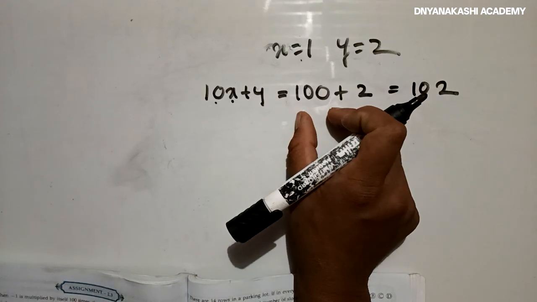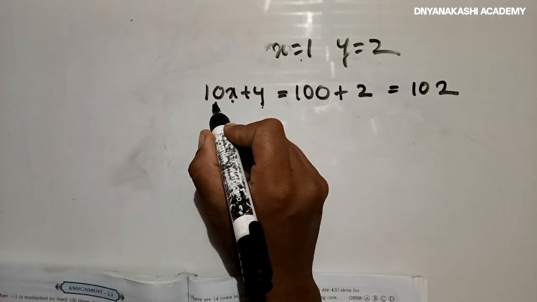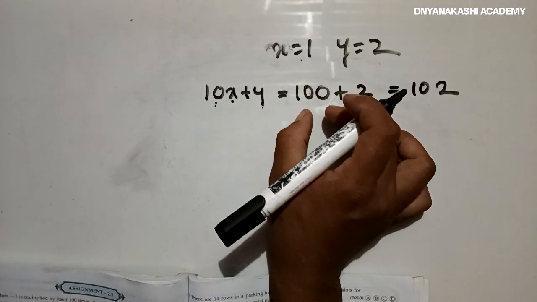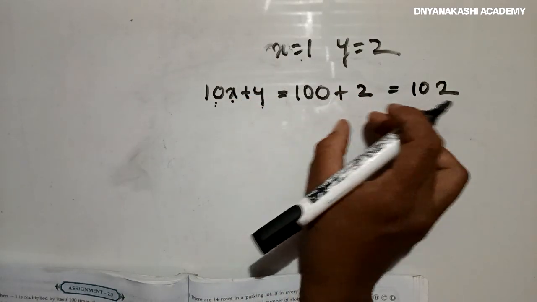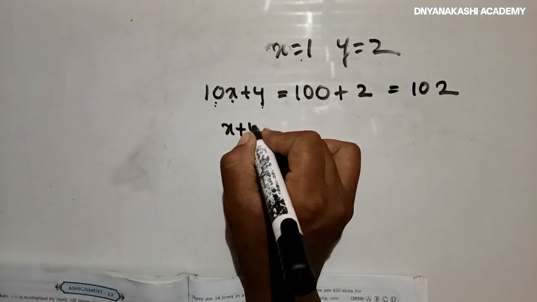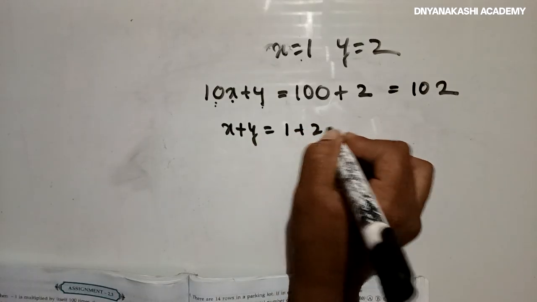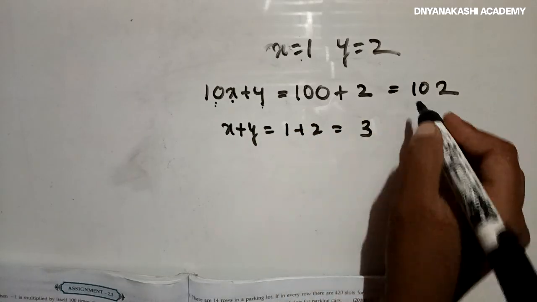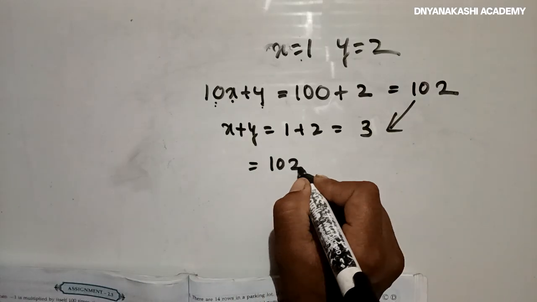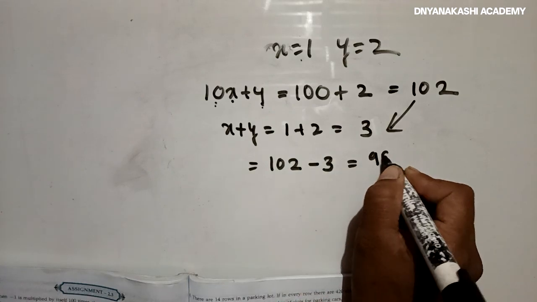Why write 10 here? This one is the unit place, and 10 is in the tens place. Okay, 10 into 10 we get 100. 100 plus 2, 102. And the next rule is x plus y. x means 1 and y means 2. The answer is 3 here. We do the subtraction of these two numbers: 102 minus 3 we get 99.